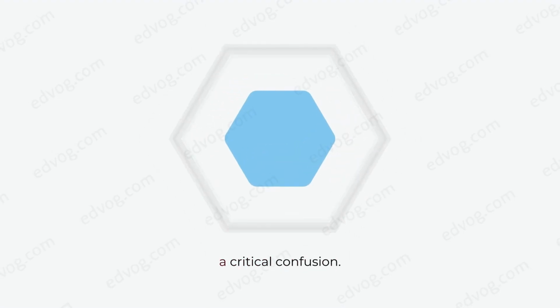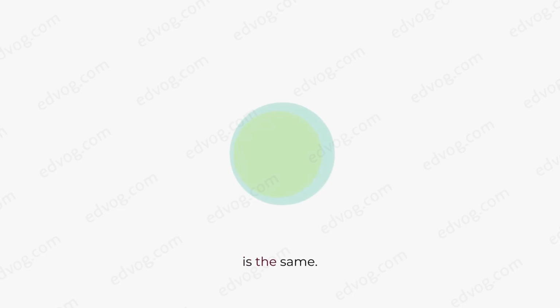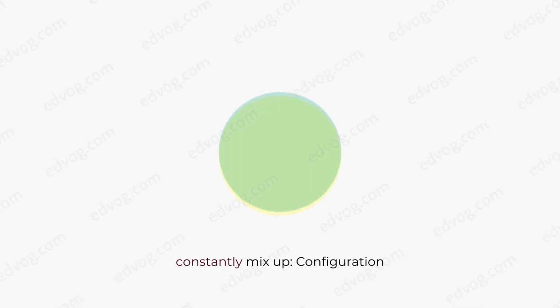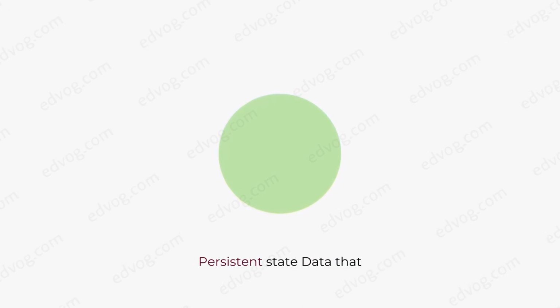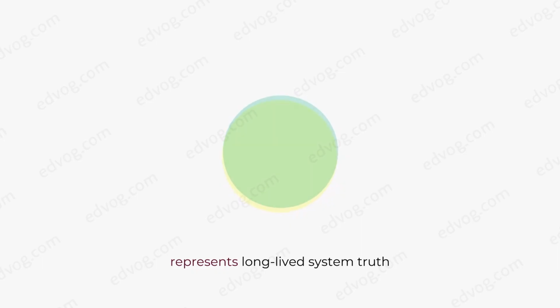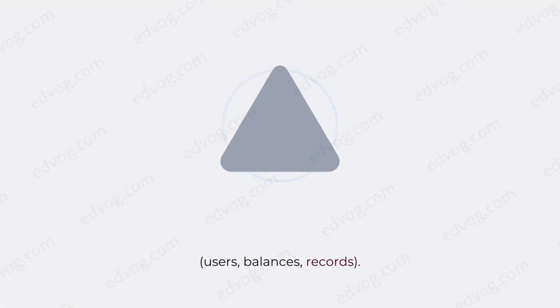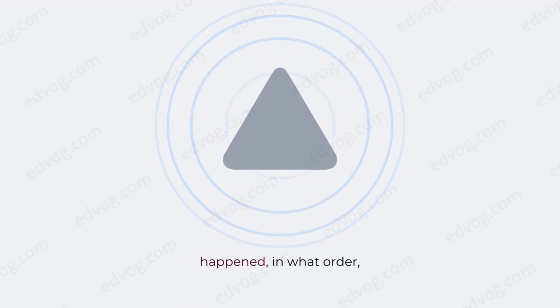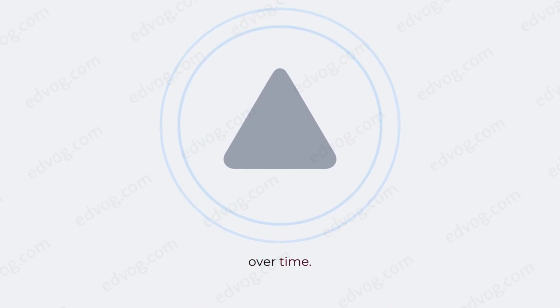Now let's talk about a critical confusion. Not all persistent data is the same. There are three very different categories that engineers constantly mix up: configuration, values that control behavior without changing code; persistent state, data that represents long-lived system truth, users, balances, records; and operational history, logs, what happened, in what order over time.